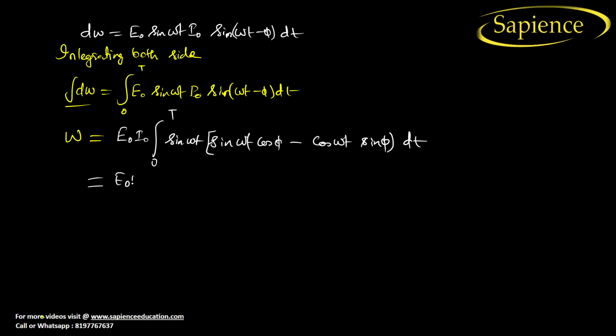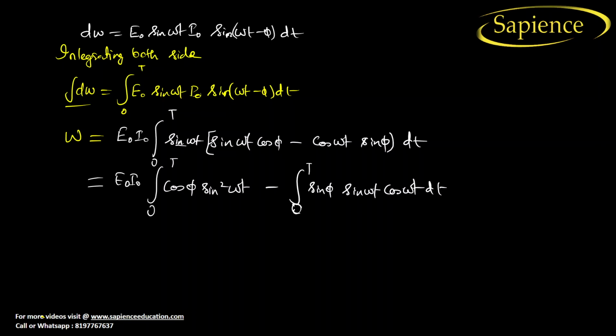So from here we can write sine omega t cos phi minus cos omega t sine phi, and this whole is integrated under dt. So E naught I naught, 0 to time period T, cos phi sine square omega t minus, just breaking the integration, sine phi into sine omega t into cos omega t into dt.